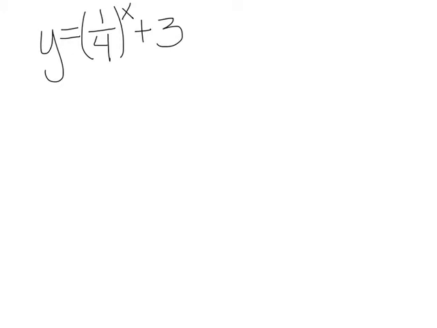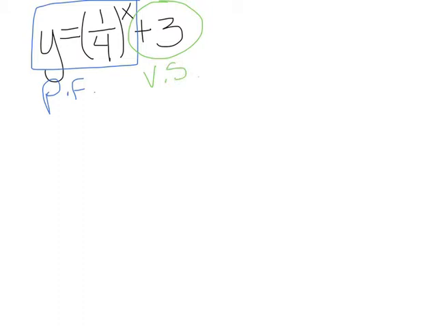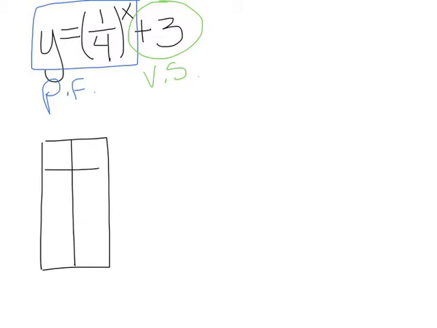I know that because I'm going to read the parent function right here. And I know that if I have a fraction between 0 and 1 for my b value, I have a decay curve. And the vertical shift tells me that we're going to move up 3 units. So we'll go ahead and generate our table. We'll use our friendly domain values.